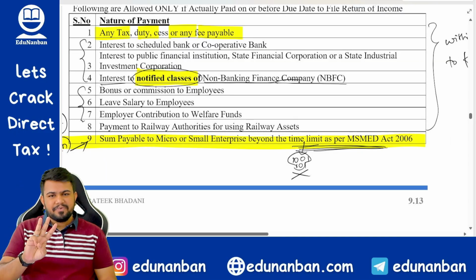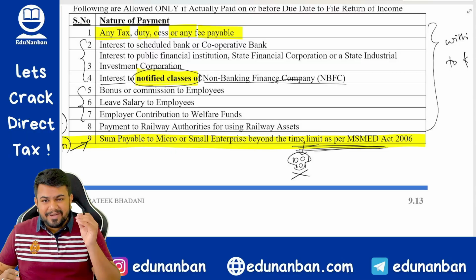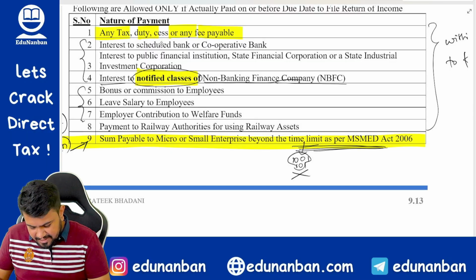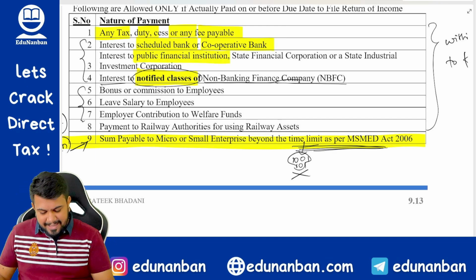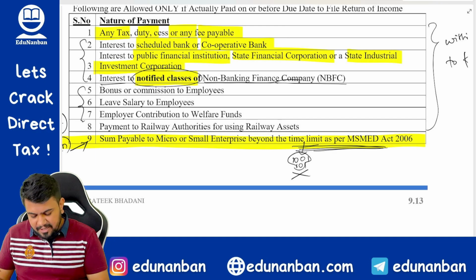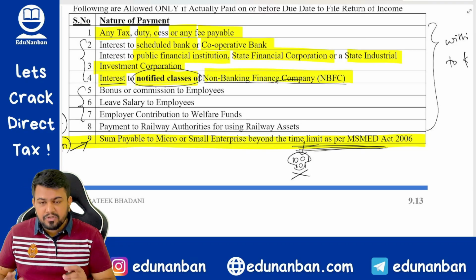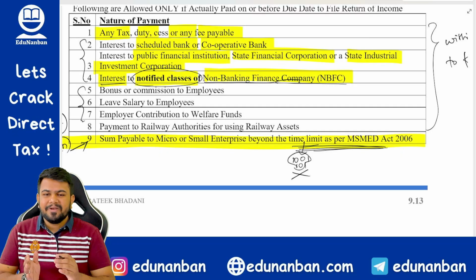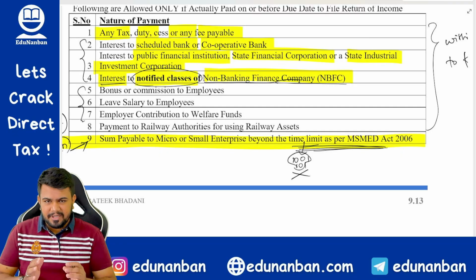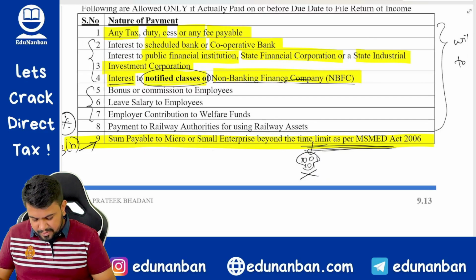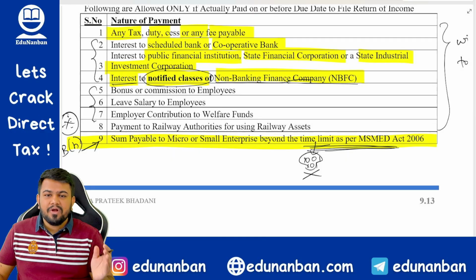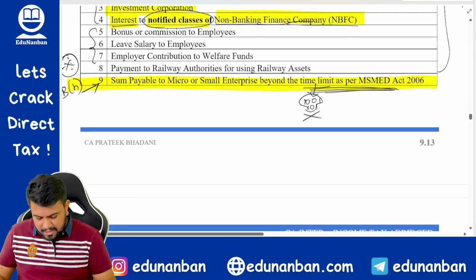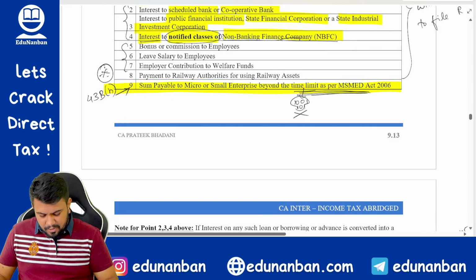Next, there are 3 types of interest which are allowed as deduction only if actually paid within the due date. First is interest to scheduled bank or cooperative bank. Number 2, interest to public financial institutions like State Financial Corporation or State Industrial Investment Corporation. And number 3, interest to notified classes of NBFCs. Not all the NBFCs are covered here, only the NBFCs that are notified by the government. If it is notified, it will be given in the question, so don't worry. So 3 types of interest are covered in this section. Only if this interest is actually paid on or before the due date to file return of income, it will be allowed as deduction. And one special point is also there about this interest.